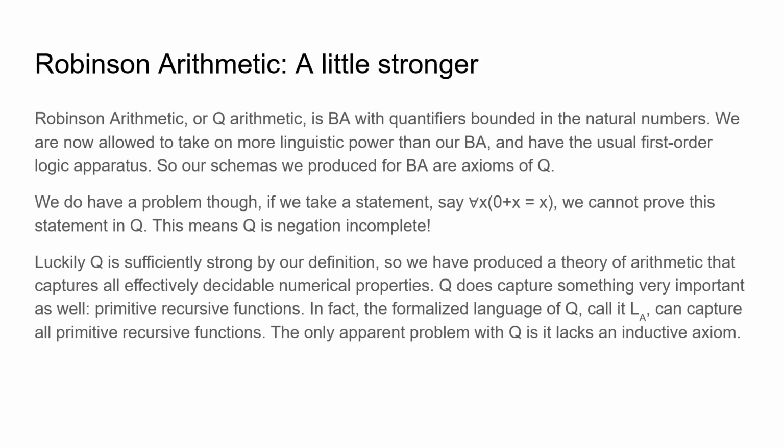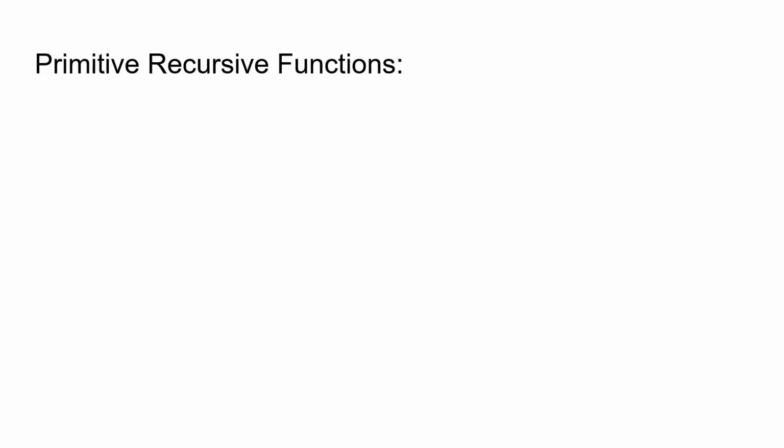So the next one we can move on to is called Robinson arithmetic, or Q, which is BA with quantifiers bounded within the natural numbers. So we're allowed to take on a heck of a lot more linguistic power than BA, and we have the usual first-order logic apparatus, minus unbounded quantification. We do have a bit of an issue, though. If we take statements within Q, we can show that we cannot prove them within Q, which means that Q is negation incomplete. Luckily, though, with Q, we do capture something very, very important, and that's called primitive recursive functions.